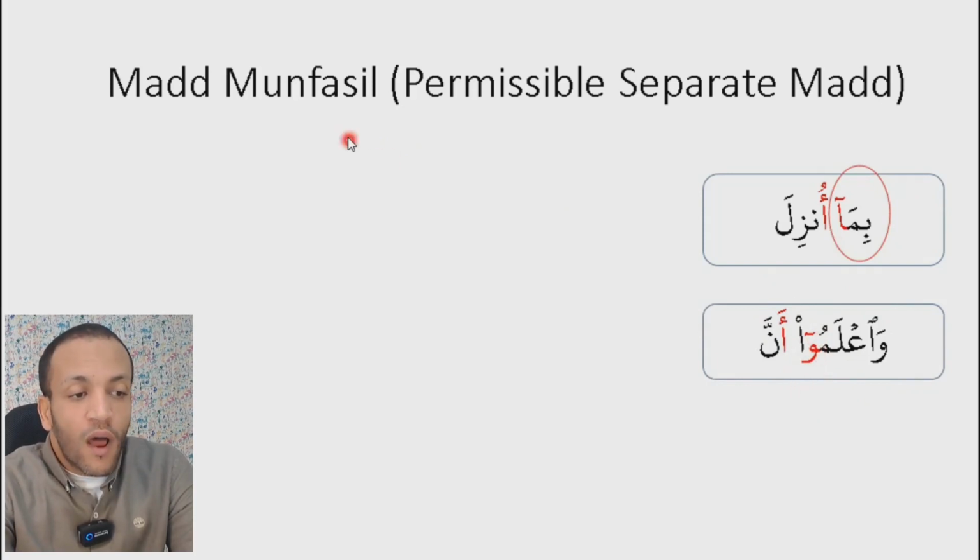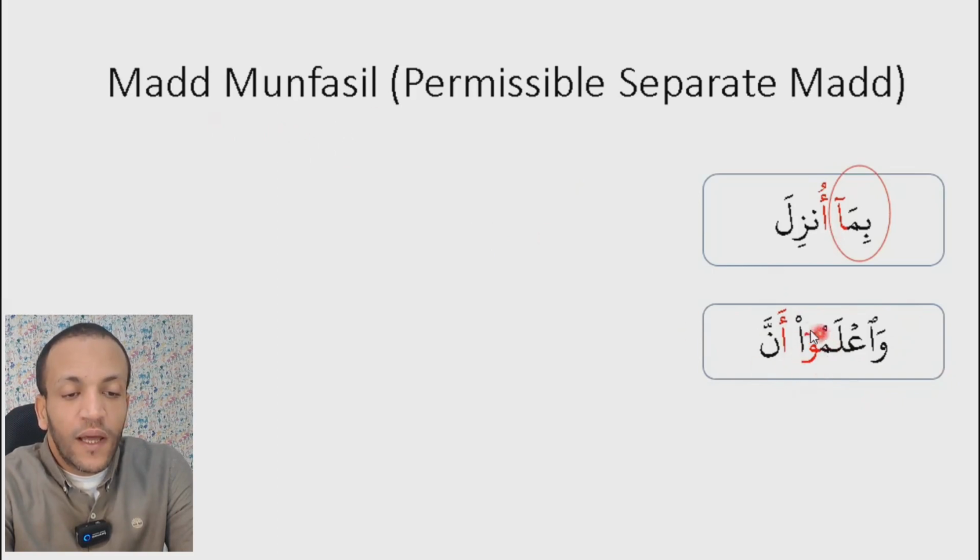So applying 4 حركات in مد منفصل, you will read like واعلموا أن. The prolongation is here. But if you read the first word only and you pause here, you will not apply مد منفصل.